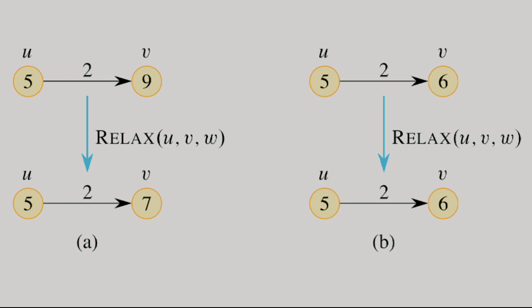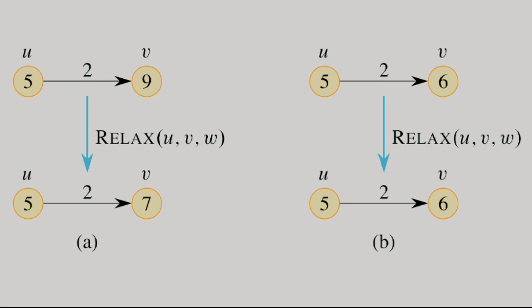The relax function checks whether the shortest path to v that is already estimated can be improved by going through u. And if it can be improved, the shortest distance of v is updated. Here we can see that the shortest distance to v which is already estimated is 9. Now let's see what's the shortest distance to v through u. It's already estimated that the shortest distance of u from the source is 5 and there is an edge from u to v which has a weight 2. Therefore, the shortest distance to v through u will be 5 plus 2, that is equal to 7.